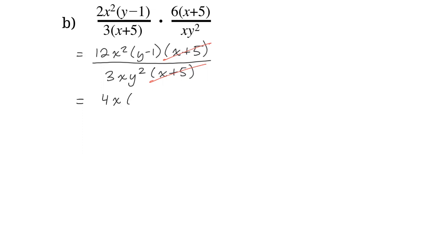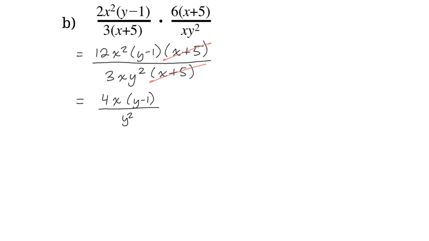X squared divided by x, that is just x. And we're going to keep this y minus 1 here in the numerator, and then we have y to the power of 2 in the denominator. Now you might think that you want to do y divided by y to the power of 2, but you can't do that because this factor right here is y minus 1. So this cannot be simplified any further.